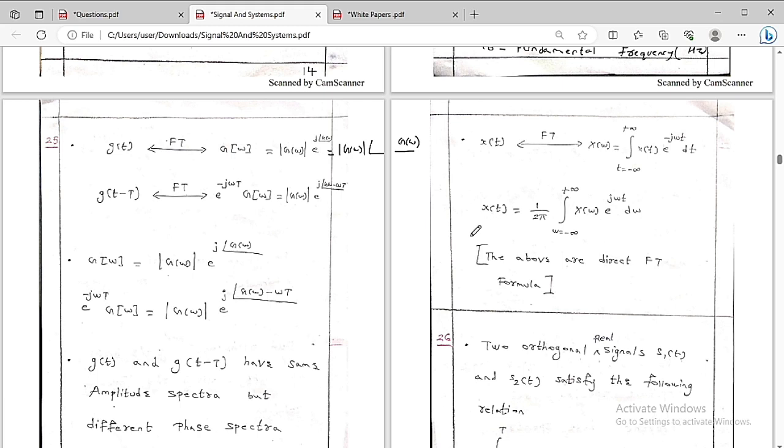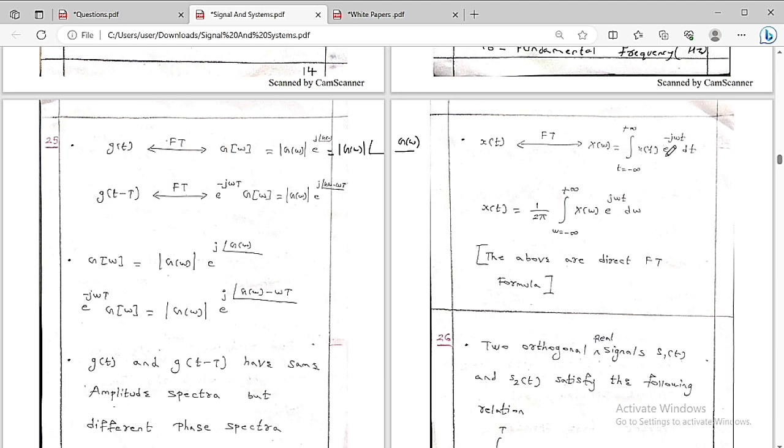x of t is equal to 1 by 2 pi times the integration from omega equals minus infinity to infinity of X of omega into e to the power of j omega t into d omega, because we are integrating with respect to omega, so you keep d omega. These are called the direct Fourier transform formulas. Keep your x of t and get the value of X of omega only if it is an energy signal. If it is a power signal, don't use this formula, use the properties. So if a given signal is an energy signal, directly use this formula to get the Fourier transform of the signal.